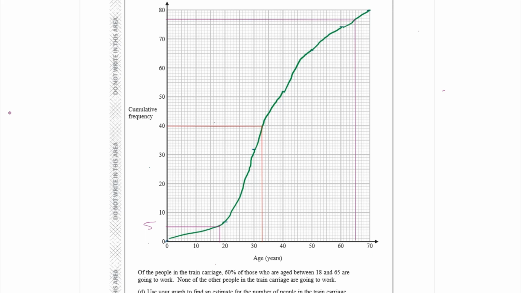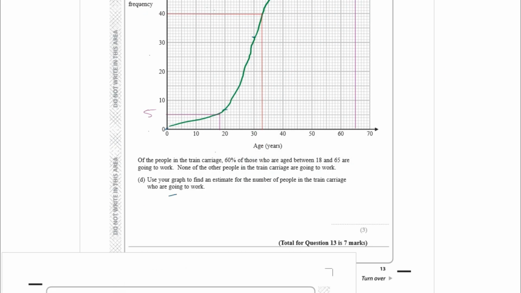So if I was to move my green line up a little bit, I could see that this projects more towards 77 than 76. So I'm going to say that this is going to be more accurately 77. And so if we think about this, how many people do we have between 5 and 77 people? Well, 77 minus 5 is 72 people. So we have 72 people, but we don't want all 72. We want 60% of those.